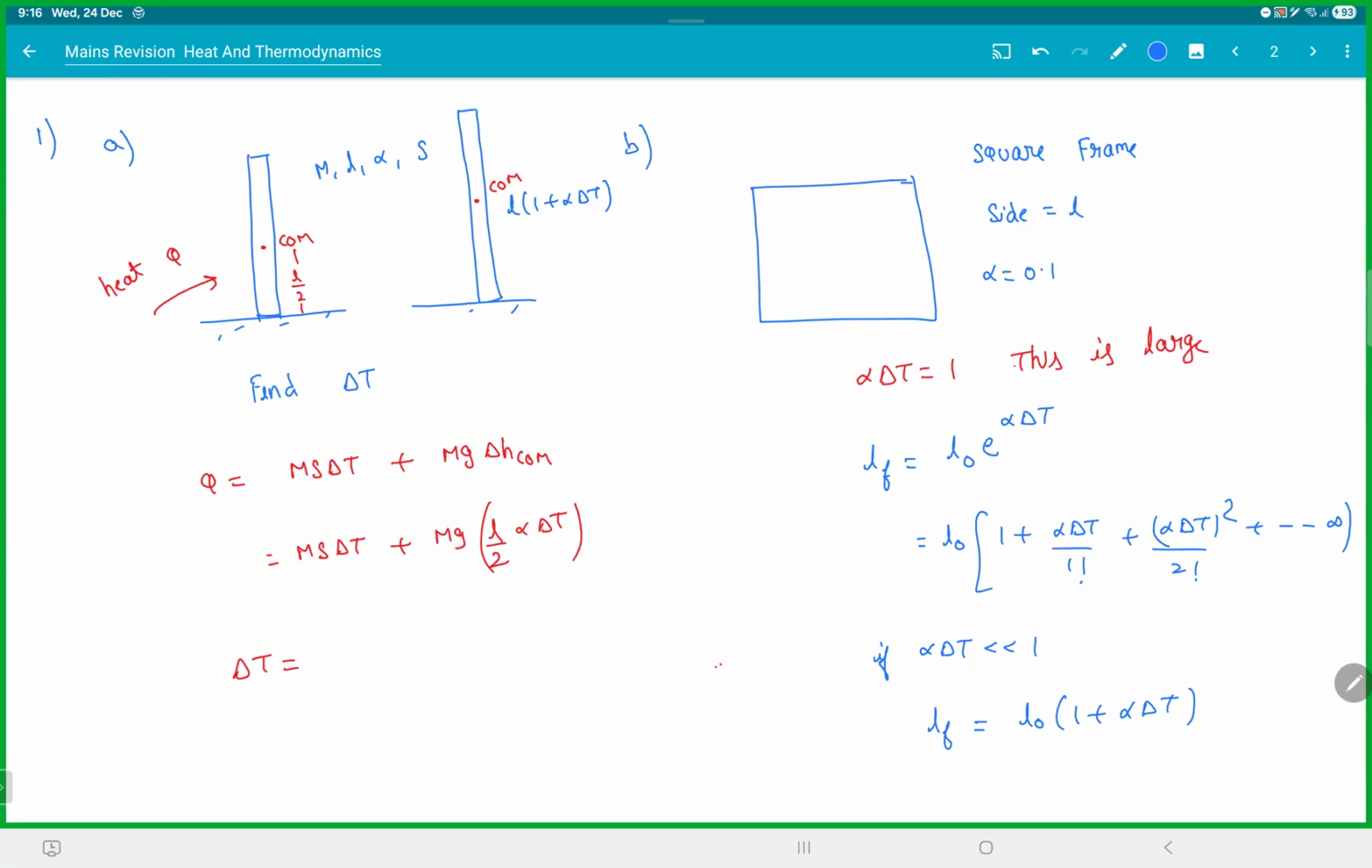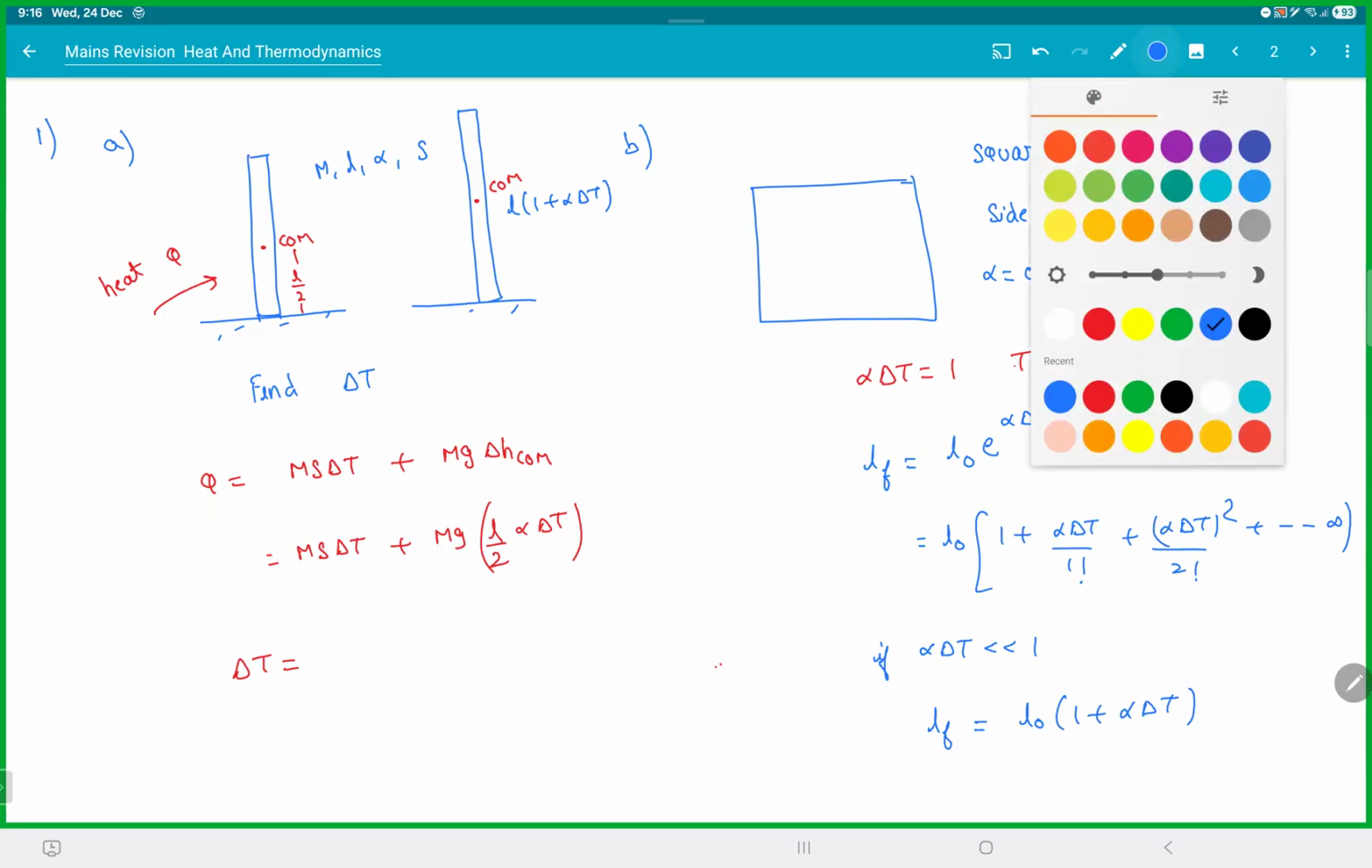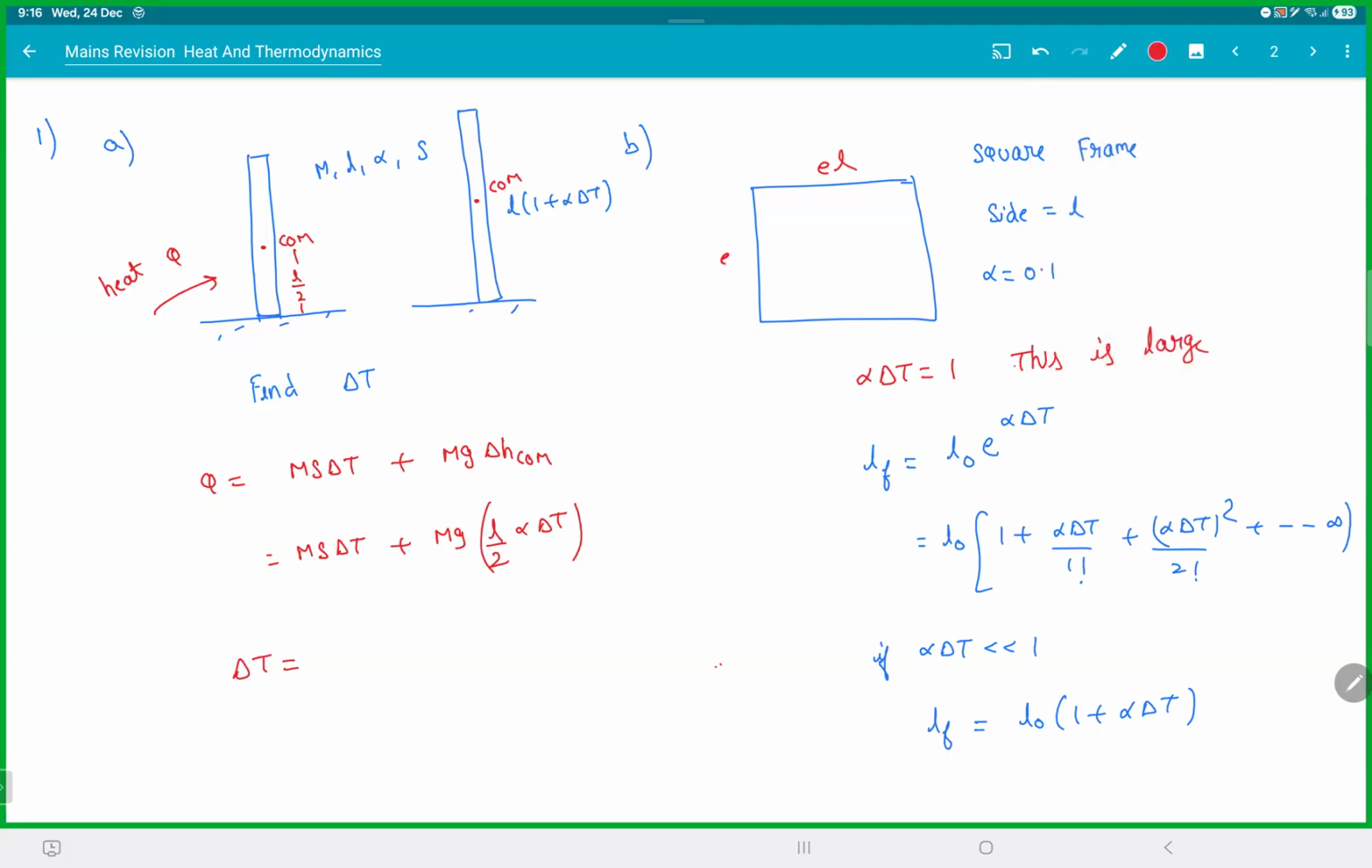Are you clear with that? So you have to check if alpha delta T is small or big. Here it is very large. That means this length will be eL, this length will be eL. So the change in area will be e square L square minus L square, that is e square minus 1 into L square. e is exponential. You can't use the regular formula L into 1 plus alpha delta T. That's a blunder. Clear with this. This is valid only when alpha delta T is much, much smaller. Generally, it is very, very small.